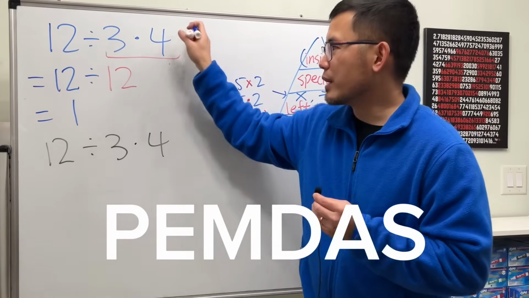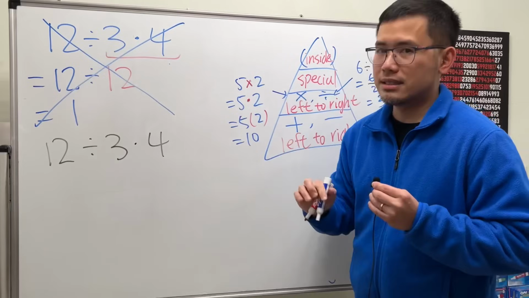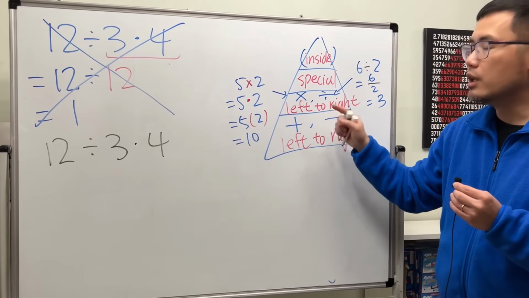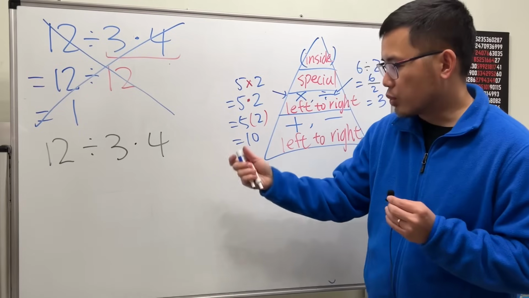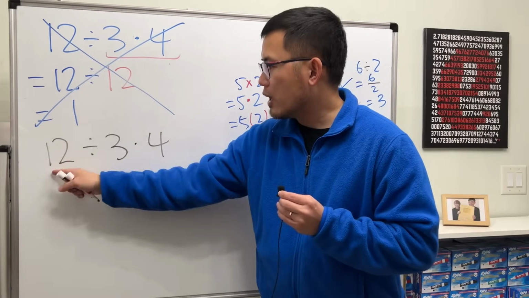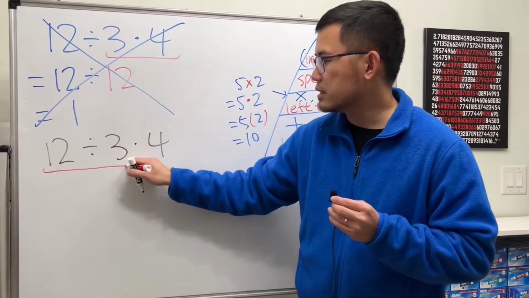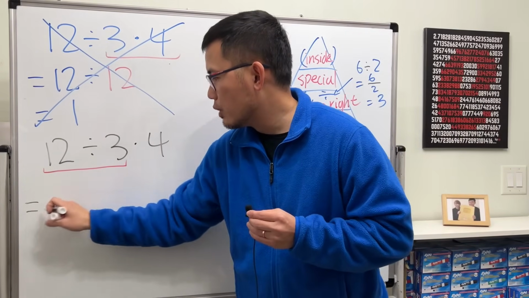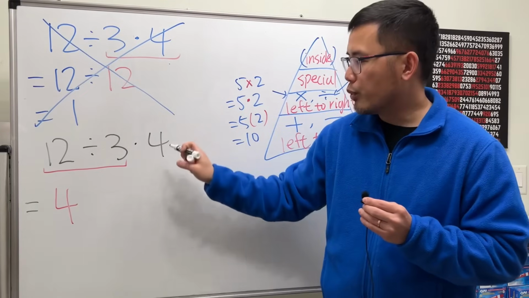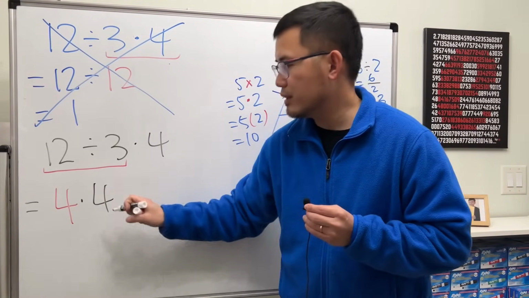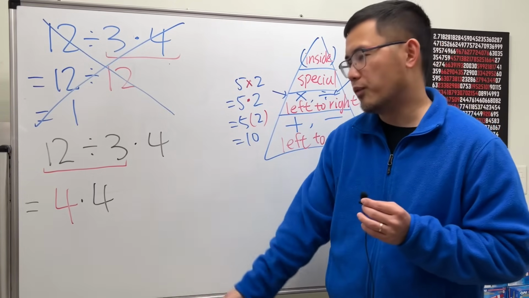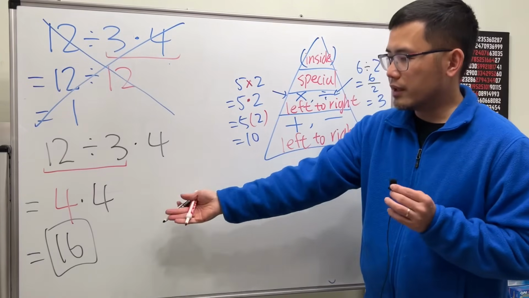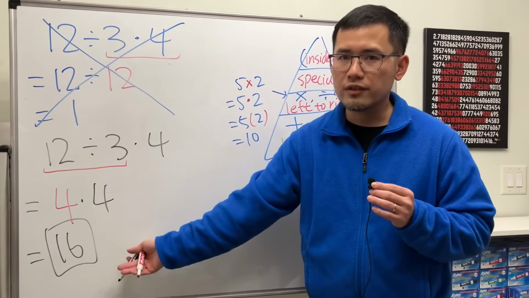But let me tell you, this right here is incorrect. That's not the correct order of operations, because when we have multiplication and division, we have to do it from left to right. The correct way is 12 divided by 3, that goes first. Left to right. 12 divided by 3, we get 4. And then you bring down the times 4, and then you work that out. 4 times 4, you end up with 16. So that's the correct answer based on the order of operations.